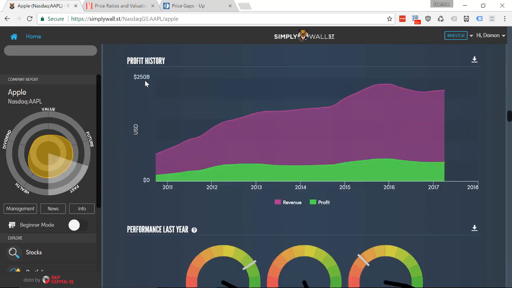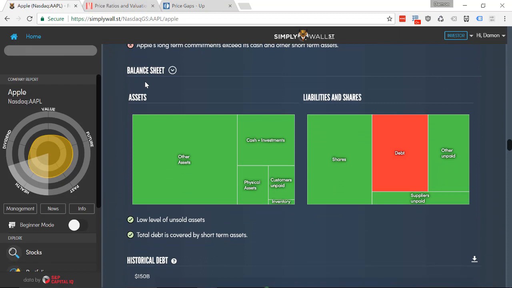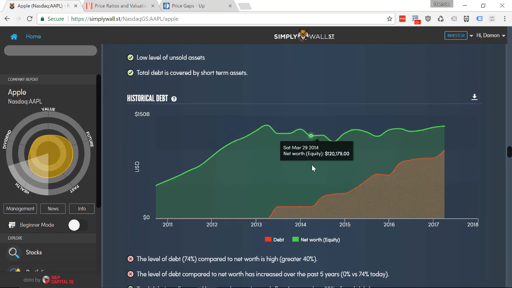Down below you got a couple cool things. First is the distribution of the assets and liabilities. I've found this pretty difficult to find online without having to look up each one individually. Simply Wall Street consolidates it into one area. You drag your cursor above it, and it tells you specifically how much money is in each area.